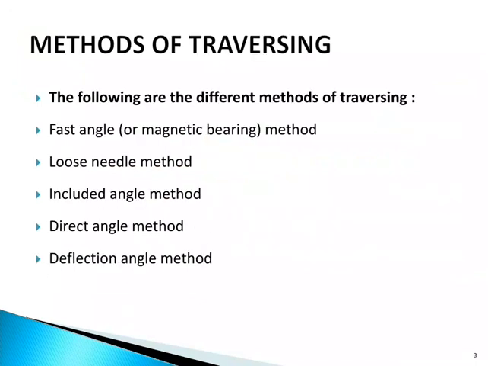Okay, now let's see methods of traversing. The following are the different methods of traversing. First one is fast needle or say magnetic bearing method. Second one is loose needle method. Third one is included angle method. Fourth one is direct angle method and fifth one is deflection angle method. Okay, so note down all these methods. Now we are going to discuss them one by one.